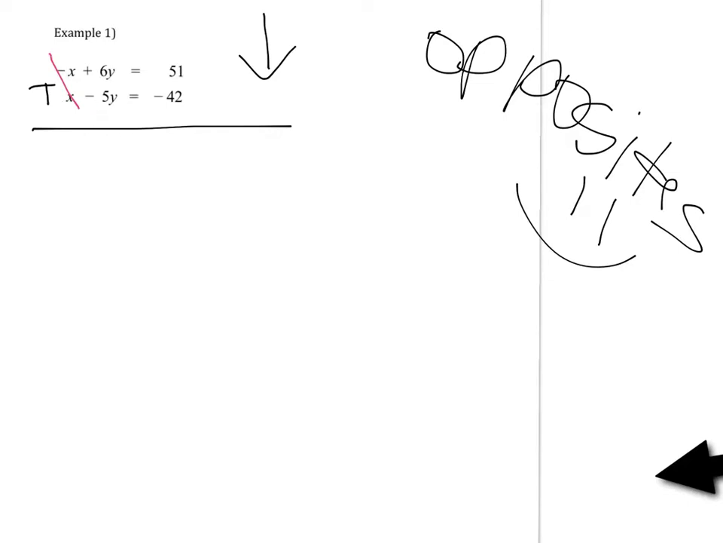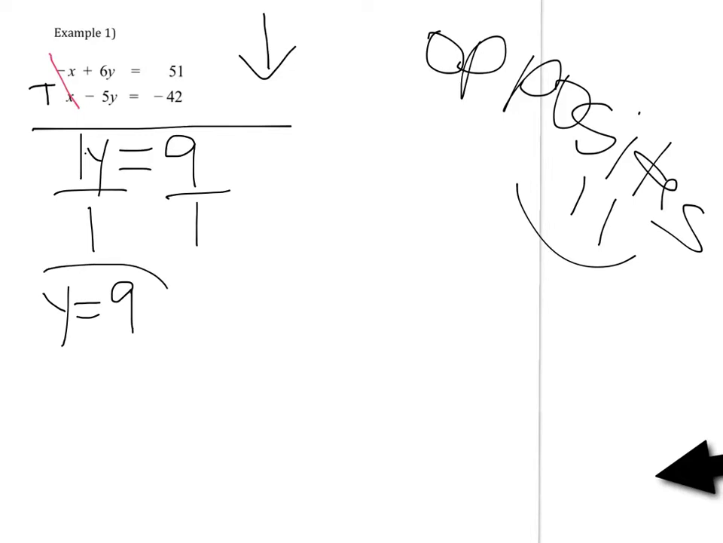When I add that, I'm left with 1y. I'll bring down my equal sign. Now I have to do 51 plus negative 42, and that's going to be equal to 9. So now I have to solve for y. 1 and y are attached by multiplication, so I have to divide each side by 1. y is equal to 9. So now I have one of my points.